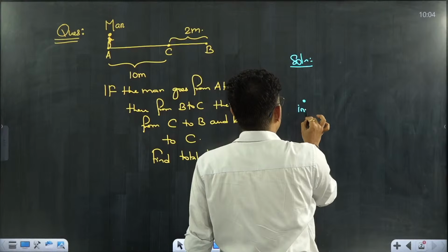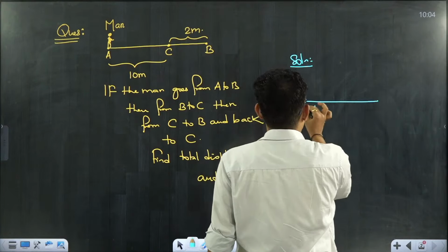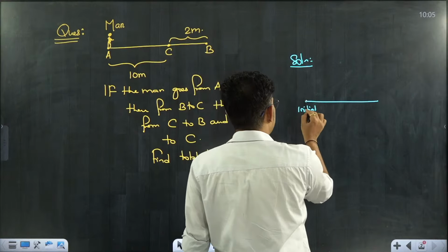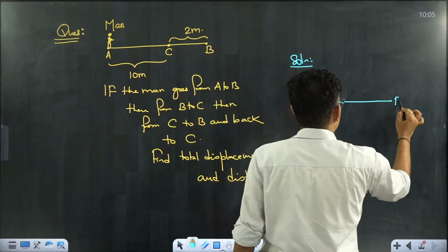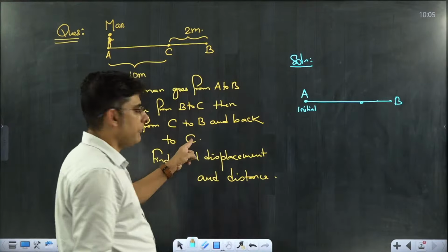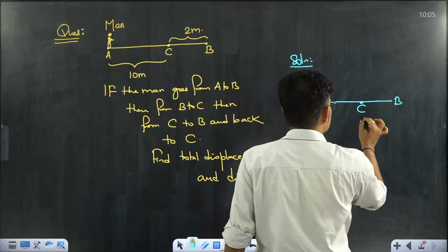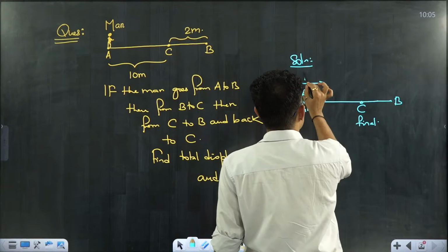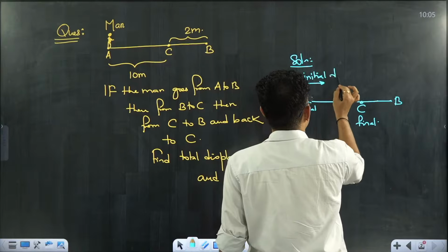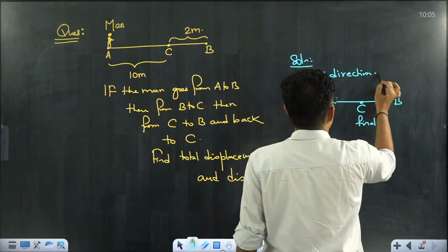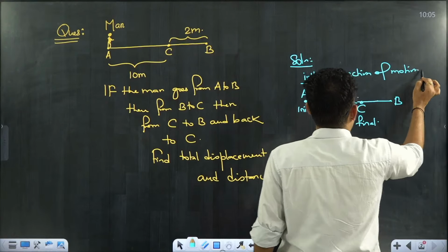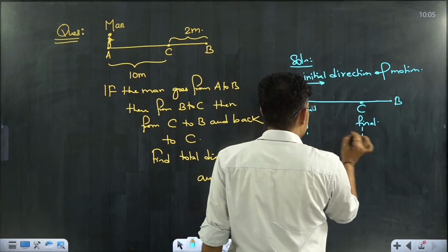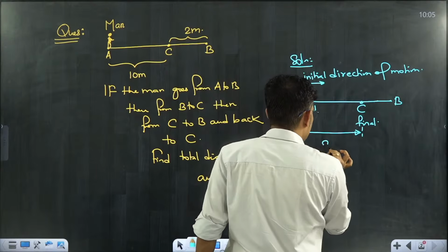You started with the initial position here, and finally, after making whatever movements, they have used the word C as the final position. So the initial direction of motion is this one. He moved like this, and you can see the final position is in the same direction. So this will be your displacement.